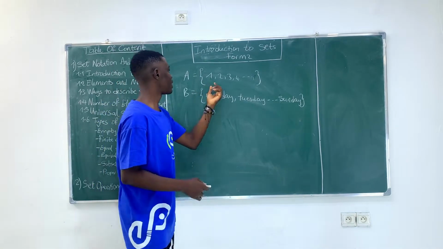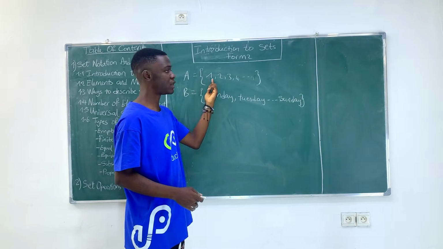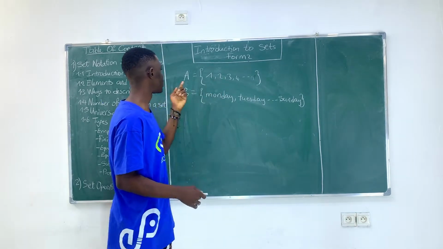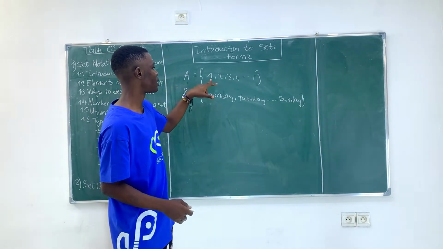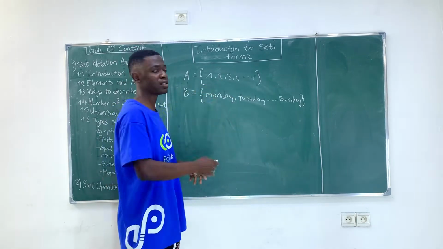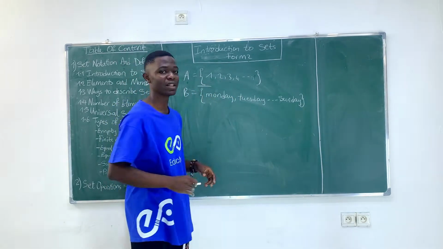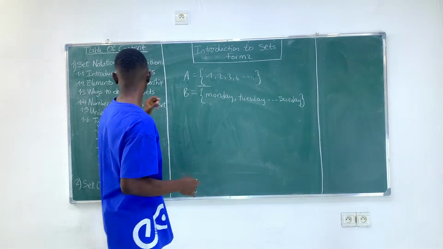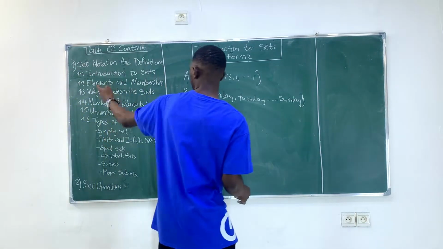What is inside there is called an element or a member of the set. And this is the name of the set. The set is called set T. And these are the elements of the set. And this is a curly bracket. You represent the elements of a set inside curly brackets.